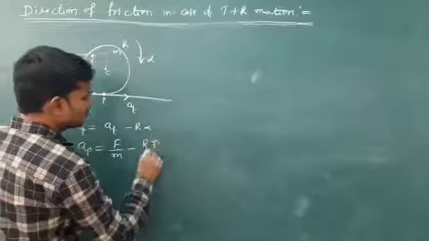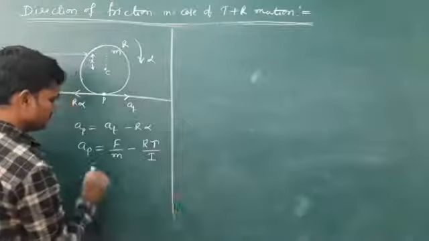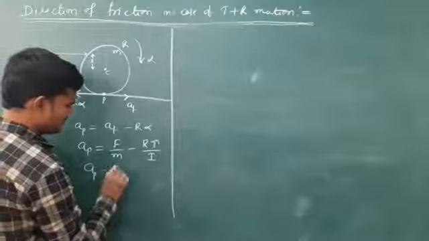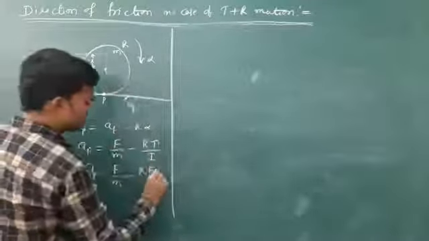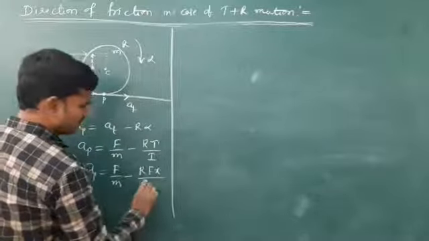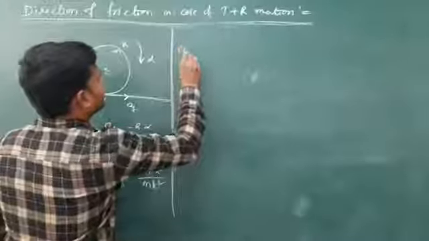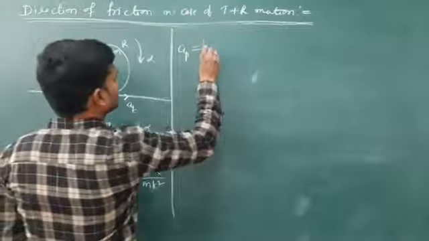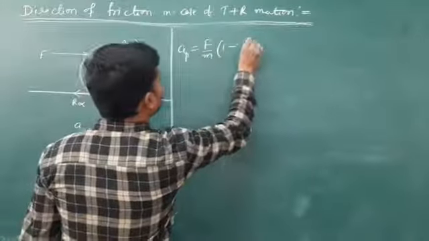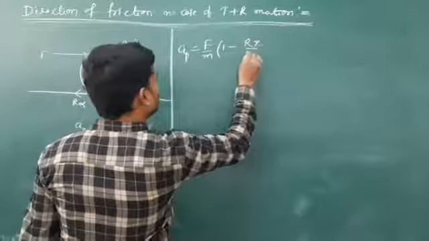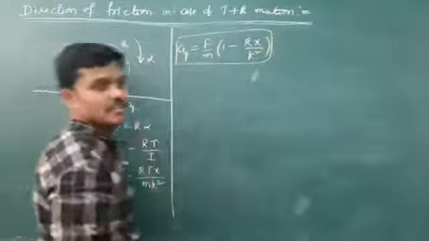So the acceleration at the point P is nothing but F by m minus r alpha. Alpha means tau by I, so tau is equal to I alpha. So acceleration at the point P is F by m minus r times tau, where tau about the center is F into x, and I is m k square. F by m you take outside, then we can write the acceleration at the point P as F by m times (1 minus r x by k square). So I got the acceleration at the point P.